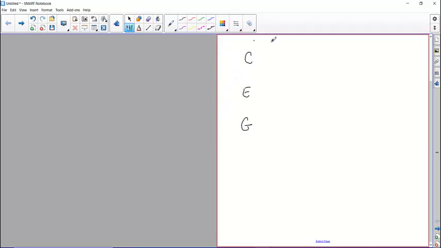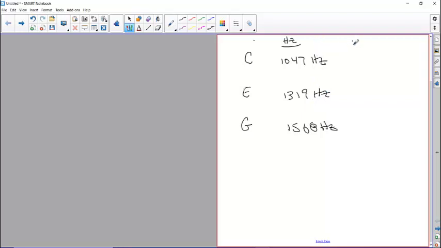Now, the specifics are the frequency, and that's how many cycles per second you have. So this particular C is 1047 hertz. The E is 1319 hertz. And the G is 1568 hertz. We'll learn more about this when we get to talking about sound.